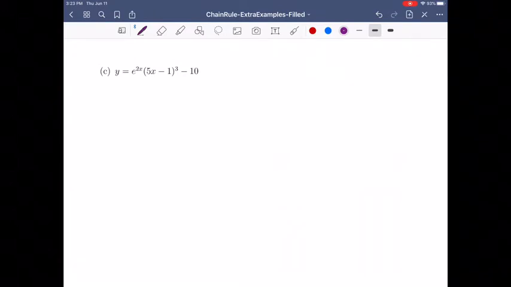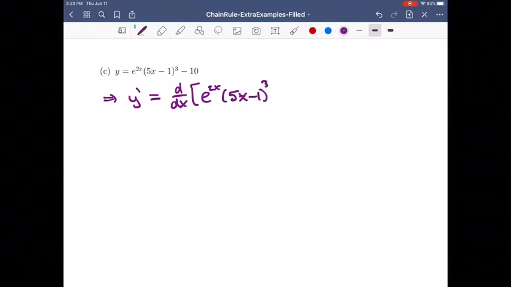So when I'm taking the derivative of y, first of all, I can take the derivative separately. So it's the derivative of the first term, minus the derivative of the second term, which is just 10. So this derivative is 0, so we don't really need that there. And then in this one, I need to use the product rule.